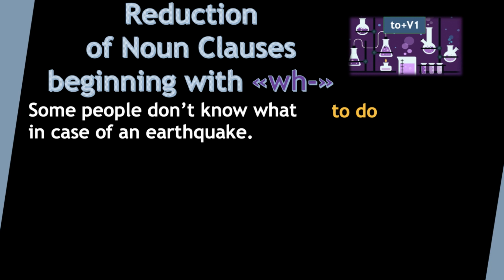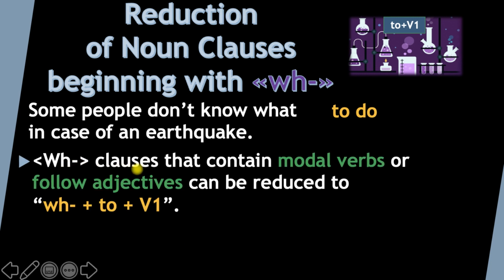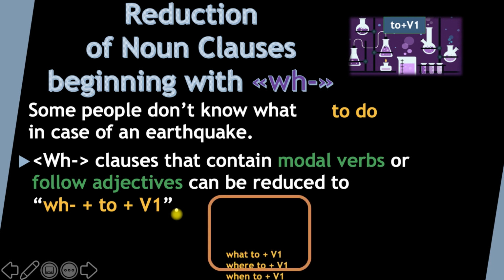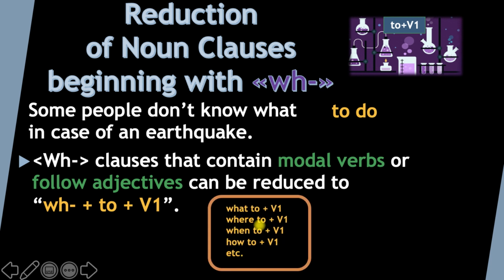So let's see the rule here. WH clauses that contain modal verbs or follow adjectives can be reduced to WH plus to verb 1, okay? Other WH question words could be where to, when to, or how to, etc. We can also say, for example, I don't know where to go, I don't know when to start, or I don't know how to do.